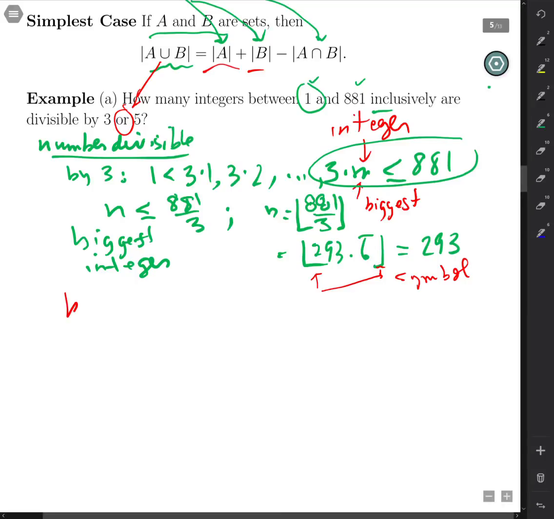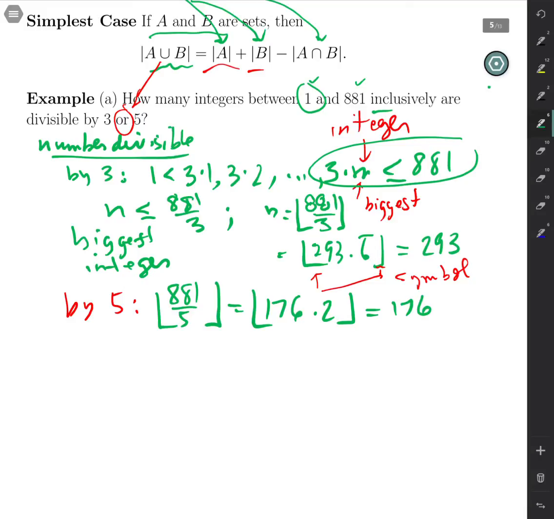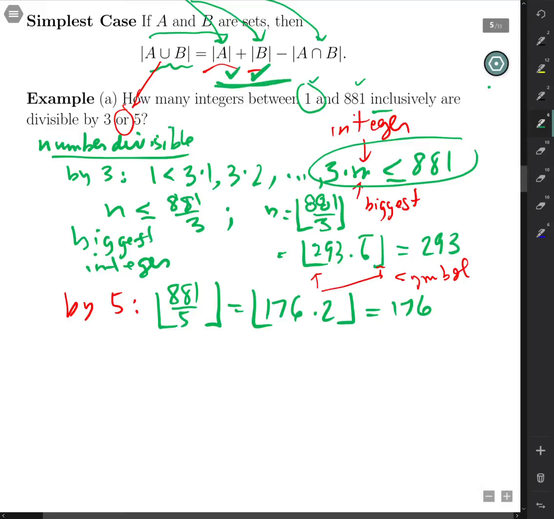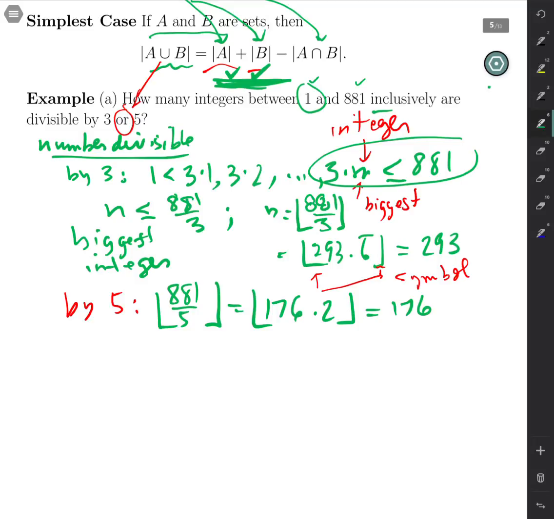So how about by 5? Using a similar technique, let me go back to the green here. By 5, we do a similar thing. Again, because we start at 1 here, we can simply take the floor function of 881 divided by 5, which turns out to be the floor function of 176.2. So the round down function, right? So we get 176 is the number right there. Now we're going to add those two. Those happen to be the sizes of the sets, A plus B. But we need to remove those that are double counted here.